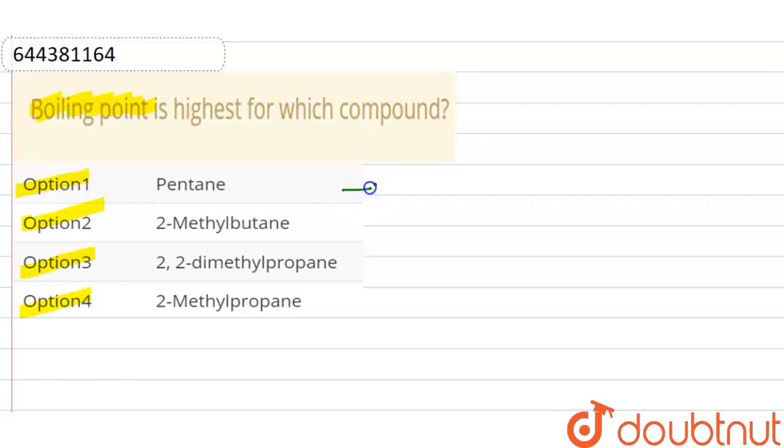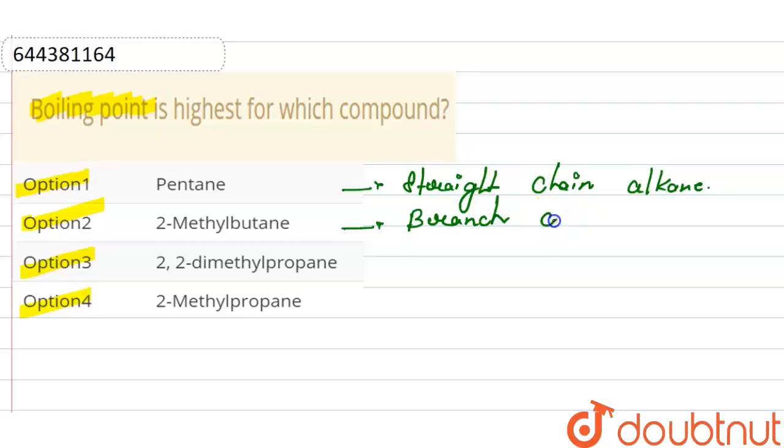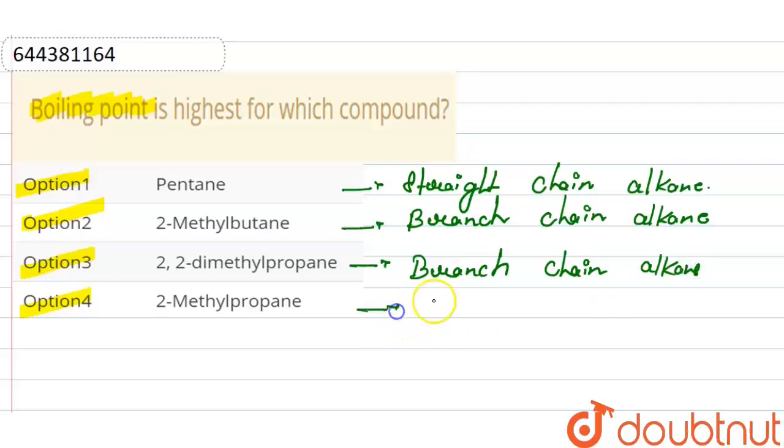First of all, we know that pentane is a straight chain alkane. 2-methylbutane is a branch chain alkane. 2,2-dimethylpropane is also a branch chain alkane. They have a branch. And the fourth one is 2-methylpropane. It also has a branch, so it is a branch chain alkane.